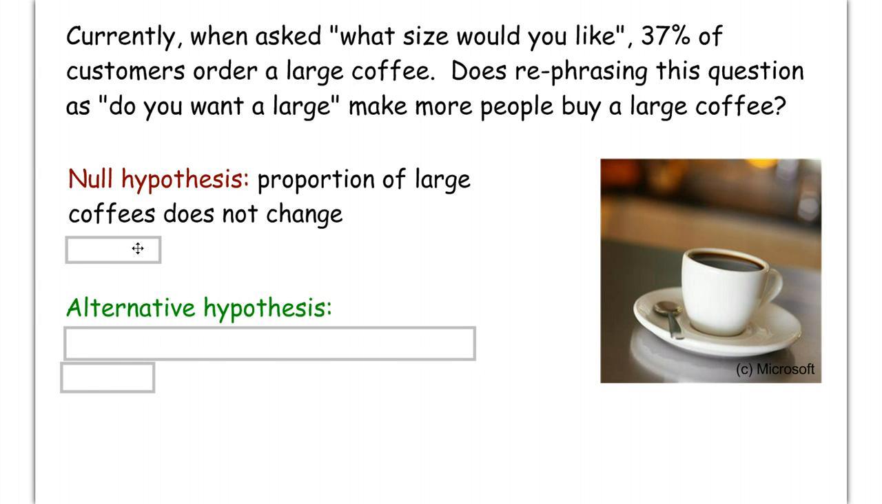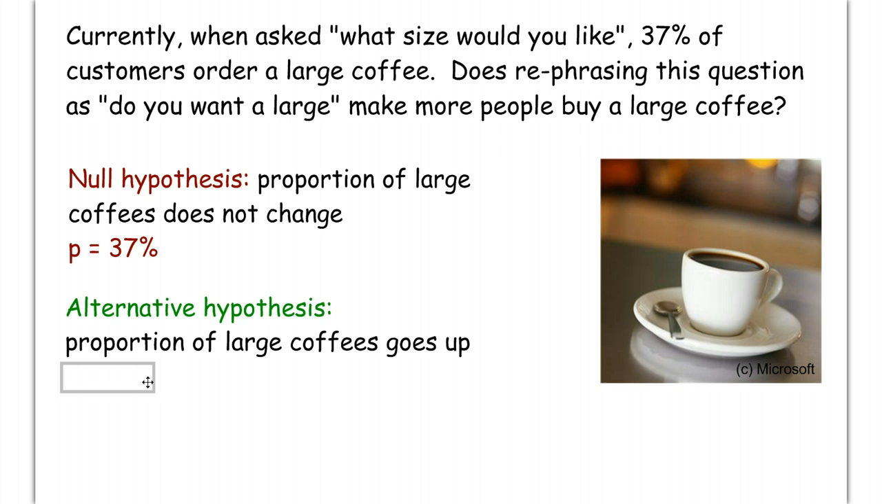Now, just as we were saying before, it would be something equals that 37%, but because in this problem we're not dealing with a mean, we're dealing with a proportion, you would say p equals 37%. So almost exactly the same thing, except you'd use p instead of mean. The alternative, if you're assuming that it's going to go up by rephrasing it, you would say that the proportion of large coffees goes up, or p is greater than 37%. Now, when I'm asking you to actually write out the statement, you're usually going to be looking for the one with the symbols here, like p equals or p is greater than 37%. But if I'm asking you to explain what this actually means, you would be looking here: the proportion of large coffees that people buy goes up.